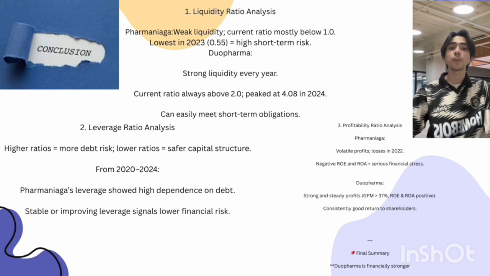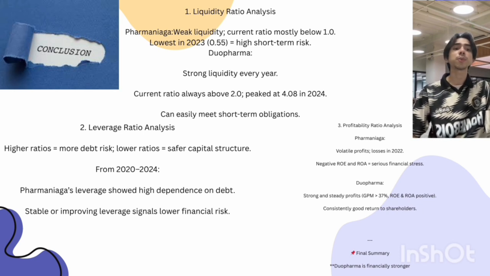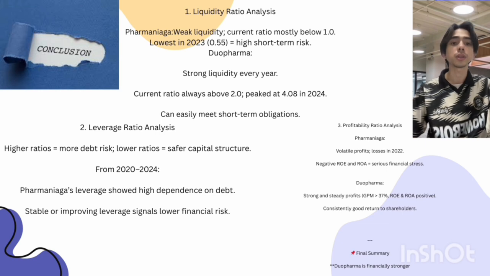The third one, profitability ratio analysis. Pharma Niaga's profitability was volatile and concerning. Duo Pharma Biotech showed stable and healthy profitability throughout. GPM remained above 37%, with strong OPM of 11 to 14%, and NPM above 7% every year. ROA and ROE were consistently positive, reflecting efficient asset use and strong shareholder returns.